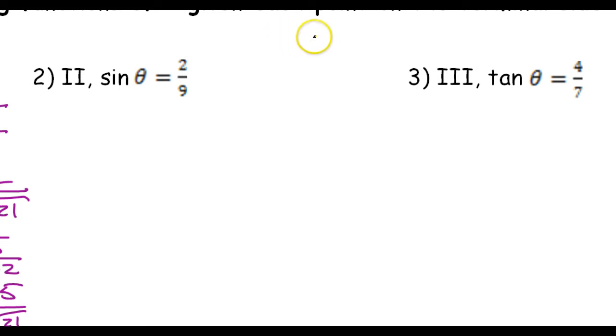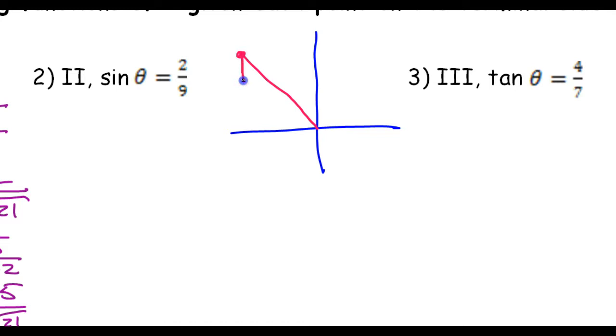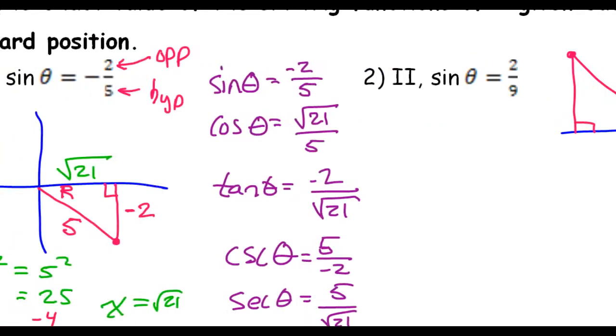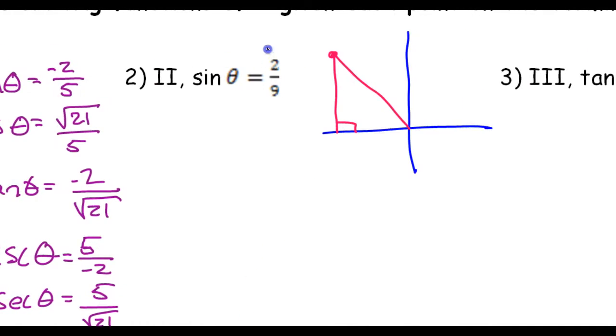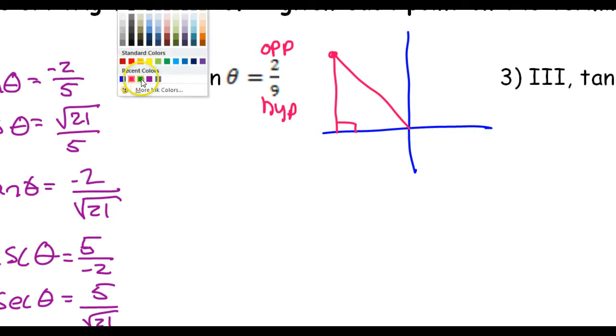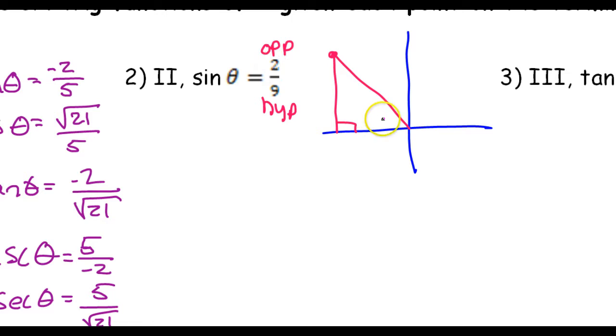Let's draw ourselves a picture. They told us it will be in the second quadrant. All right, so the second quadrant will be out here. Now, again, it's the sine function. So like we said before, we know that sine is opposite over hypotenuse. So when you look at this, we're going to be using this reference angle right here. Opposite, so that would put the 2 here, and the hypotenuse, 9, would go here.